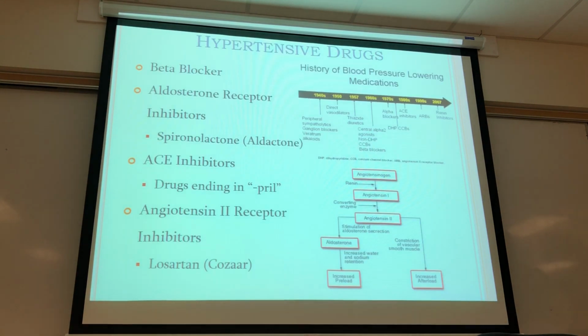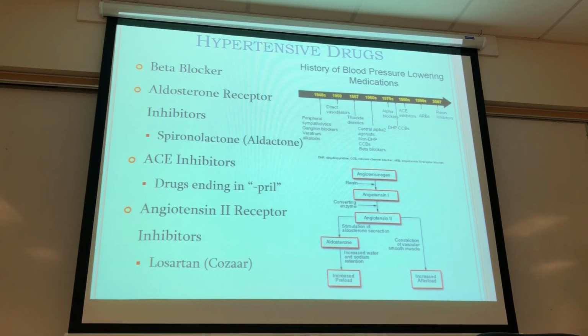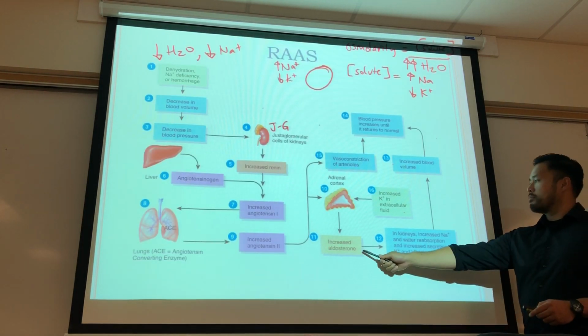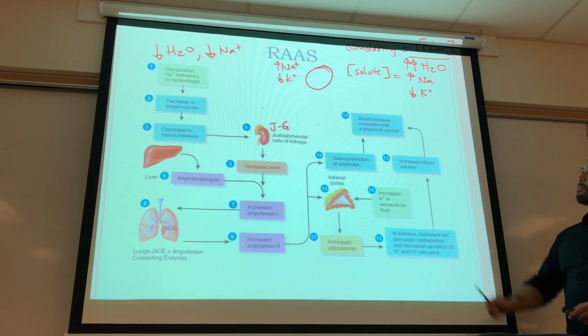There are other pathways involved, other hypertensive drugs. There's beta blockers, as I mentioned, which work on the autonomic pathways. We have aldosterone receptor inhibitors. One common drug on here is aldactone, also known as spironolactone. And that specifically works in blocking aldosterone. So that blocks it right back in the kidneys.